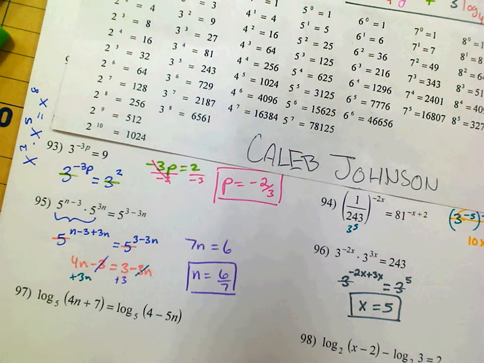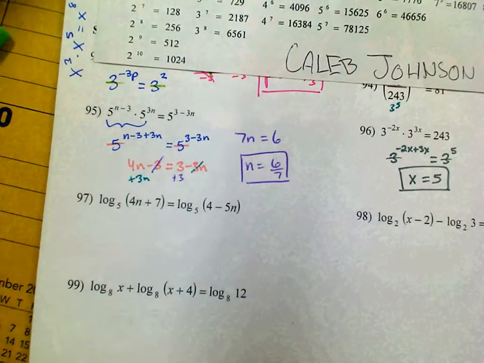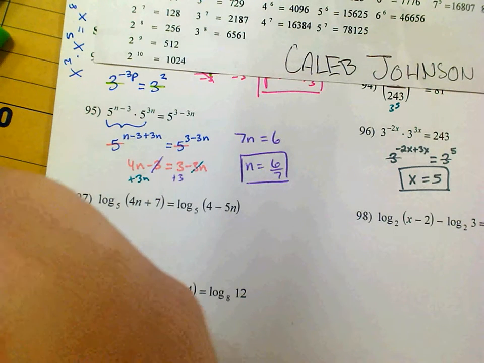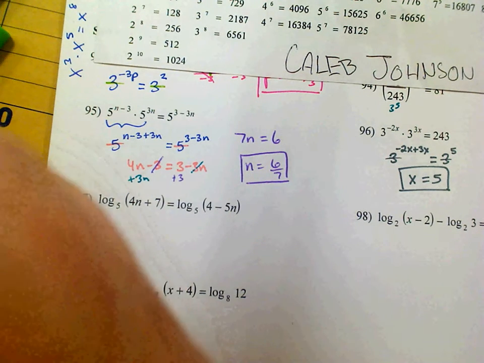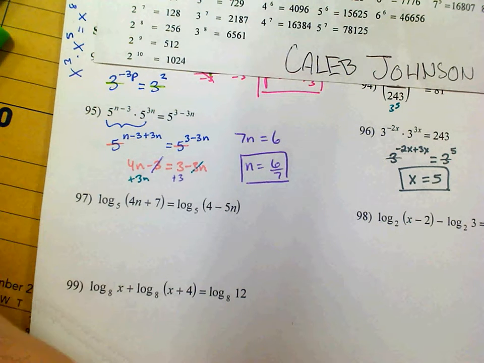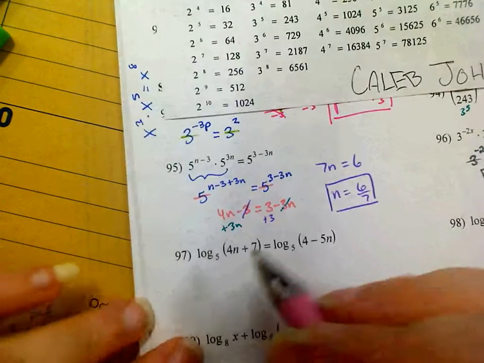Number 97. Okay, now we switch into log equations. With exponential equations, you do not need to worry about your answers not being an answer to the original expression. It's only logs that you have to worry about, because logs of negative numbers do not exist. So we will be checking our answers for log equations.